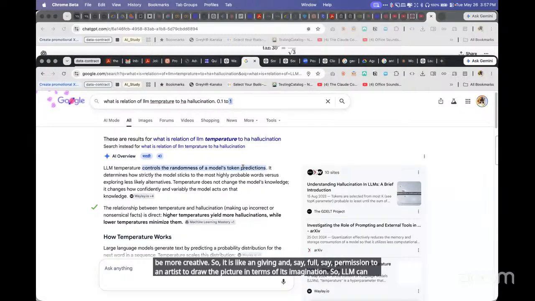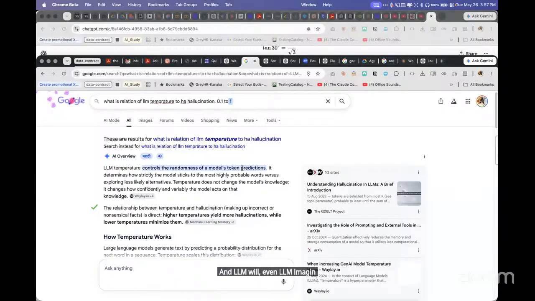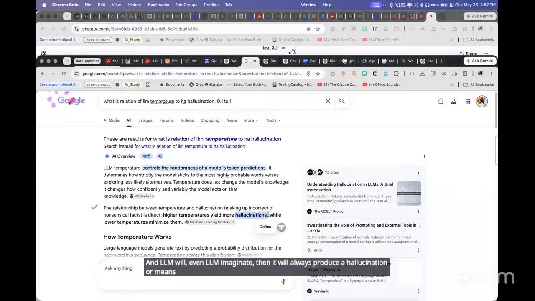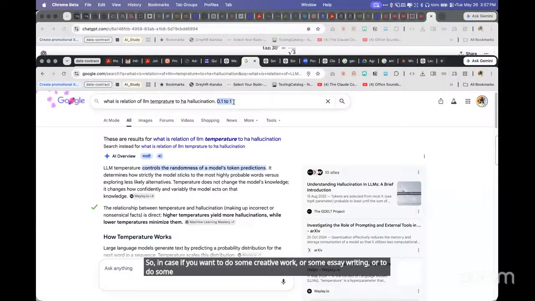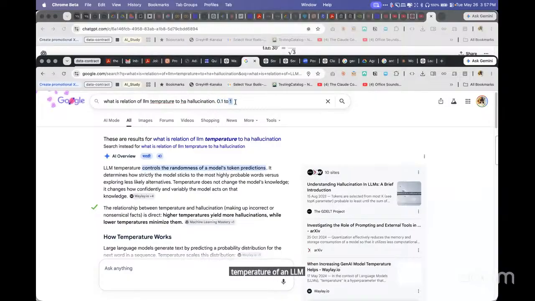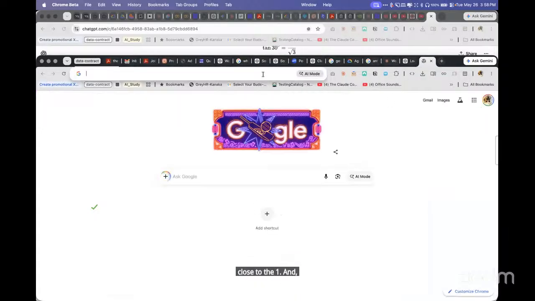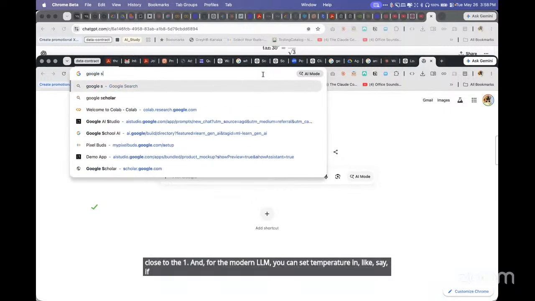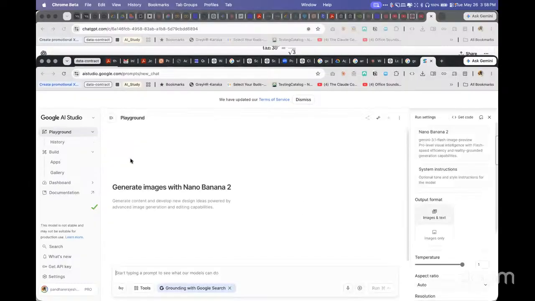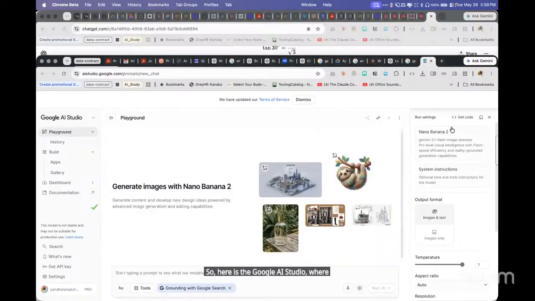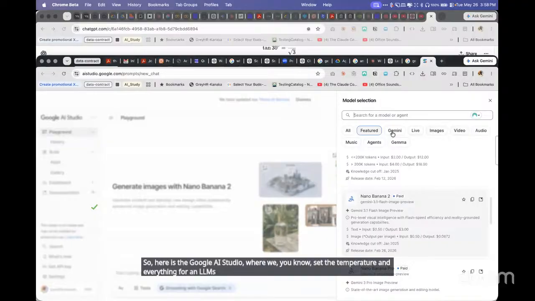So the LLM can imagine here, and when the LLM imagines, it will always produce hallucination, meaning the answer may or may not be accurate. So this parameter is always used with caution. In case you want to do some creative work, like essay writing or story writing, then always set the temperature of the LLM close to 1. And for the modern LLM, you can set the temperature, say, if I show you Google AI Studio. So here is Google AI Studio, where we set the temperature and everything for LLMs. So I say Gemini.